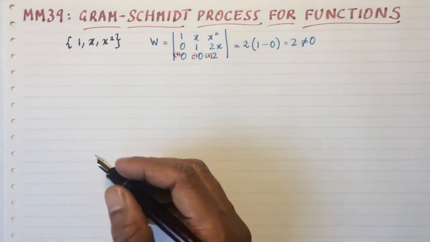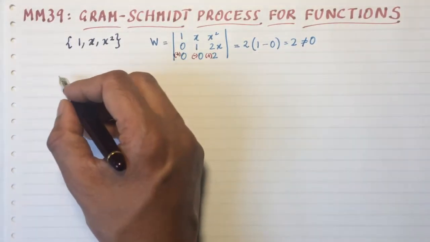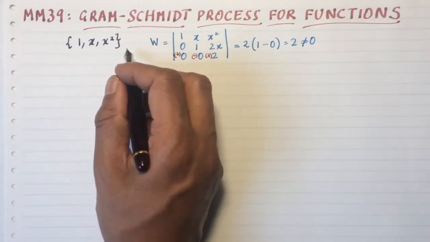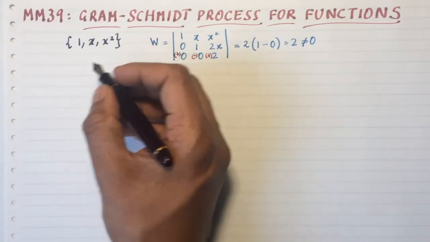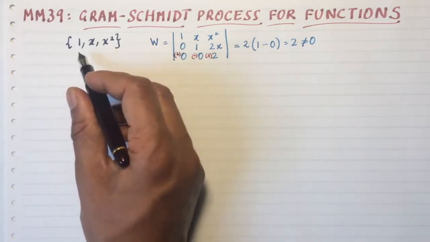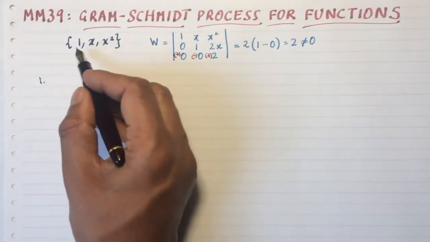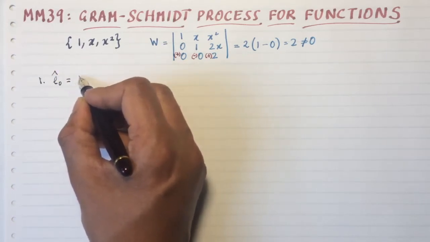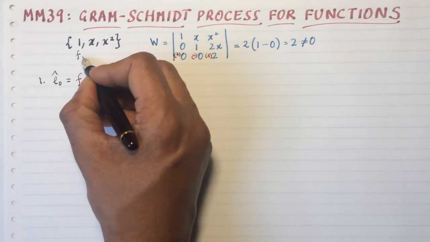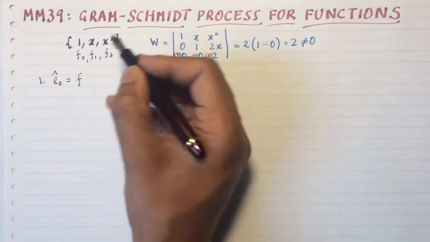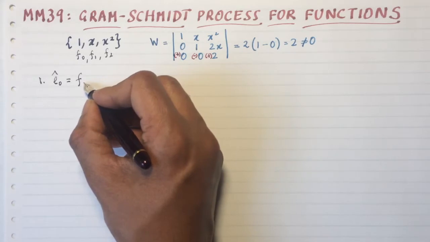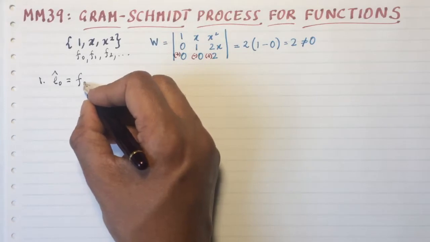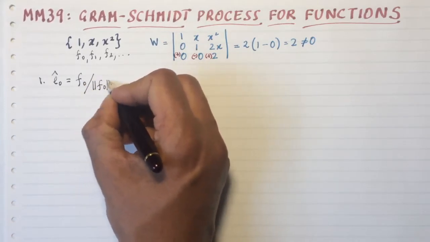So the procedure is a 3-step procedure. First of all, you establish that it's a linearly independent set. And then once you have that, you can make one of them your initial seed vector. It's usual to take the simplest thing to be a seed. So let's take e naught to be equal to the first function. I'm going to call these f naught, f1, and f2. In general, it's going to be any number of them. So e naught is going to be f naught divided by the magnitude of f naught.